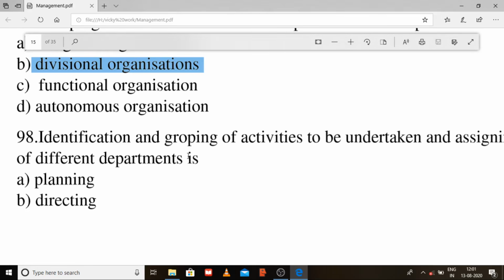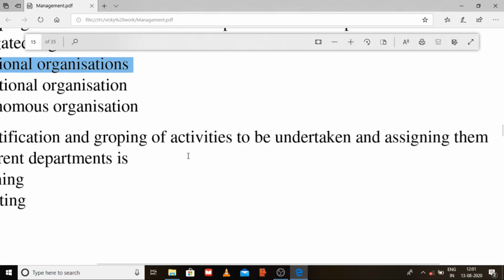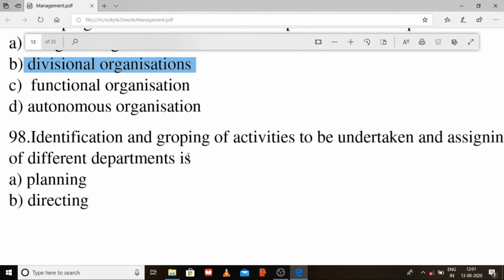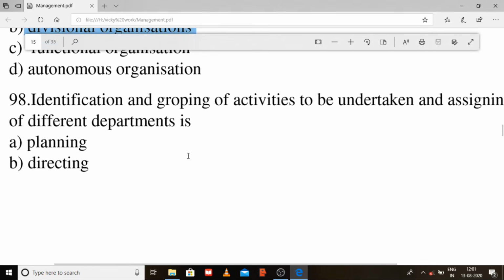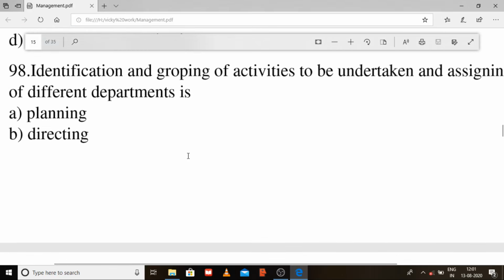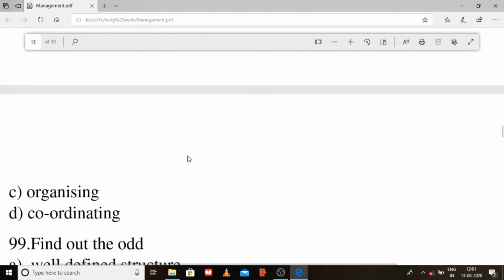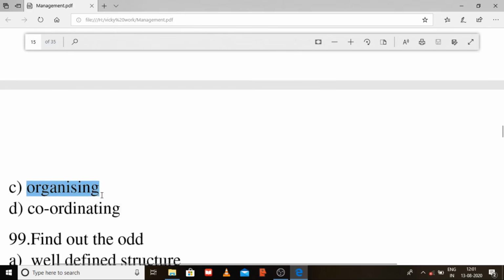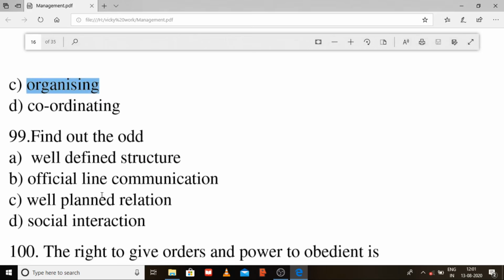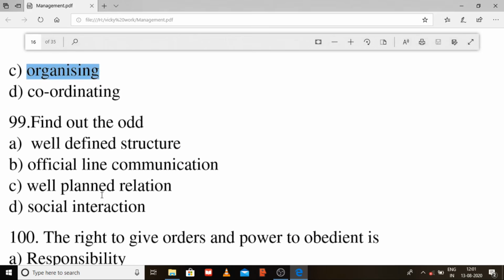Identification and grouping of activities to be undertaken and assigning them to different departments is planning, directing, organizing. Yes. Option C is the answer. Question number 99. Find out the odd. Which one is odd here? Well defined structure, official line communication, well planned relation, social interaction. Social interaction. Option D is the answer.